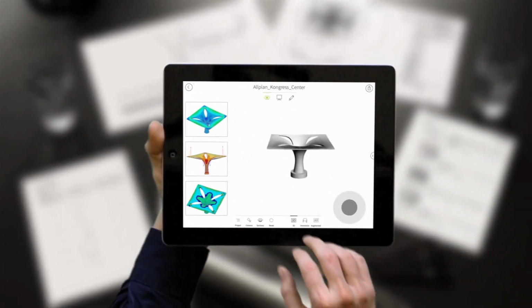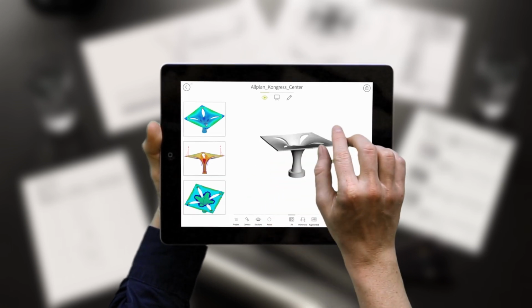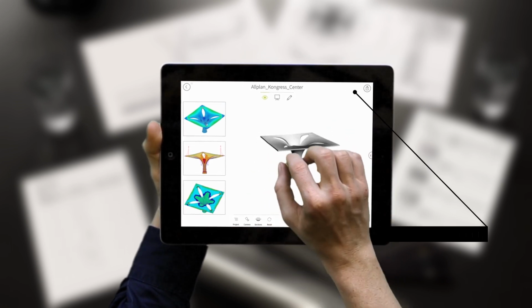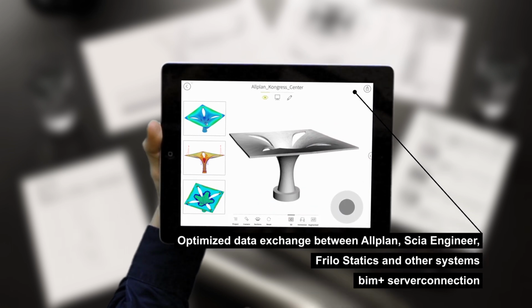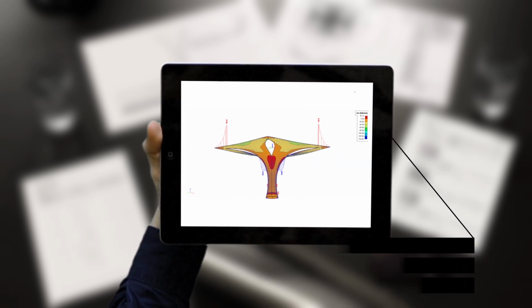Using the certified IFC interface, you can provide other building professionals and engineers with the results of your work, thus integrating your planning work in the common building model.